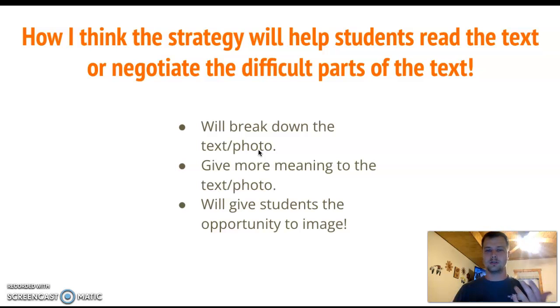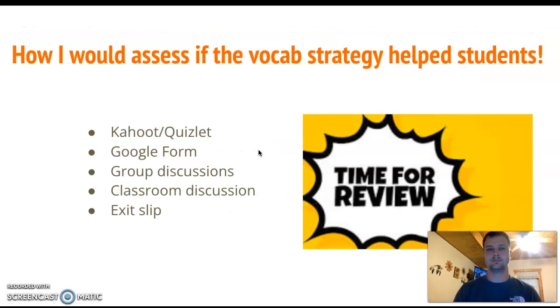It will give the students the opportunity to imagine. Now that they know this, they can imagine what happened before and after. It foreshadows what you want them to maybe know during World War I, which is super crucial.